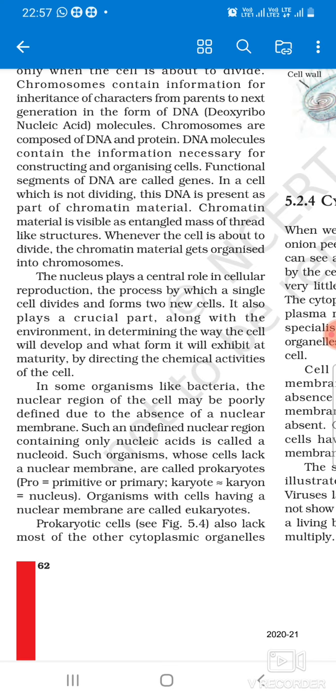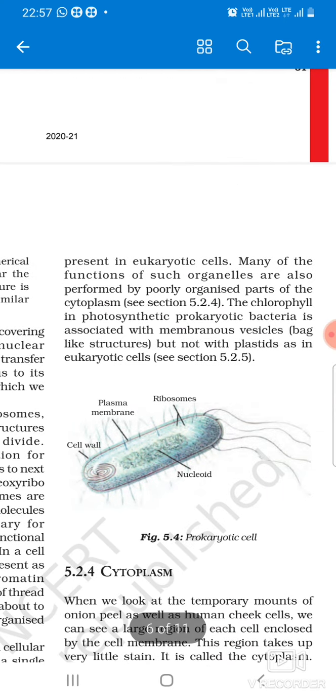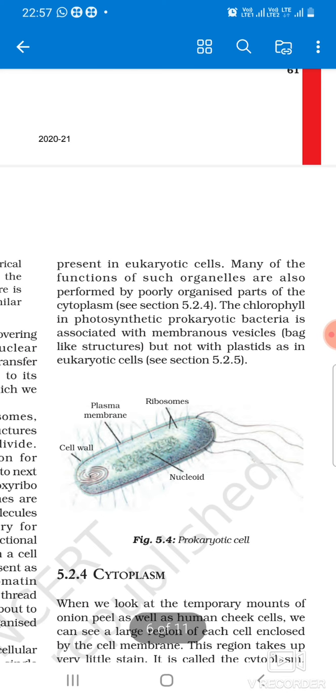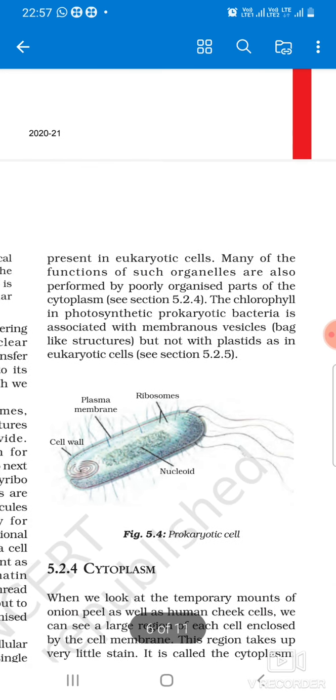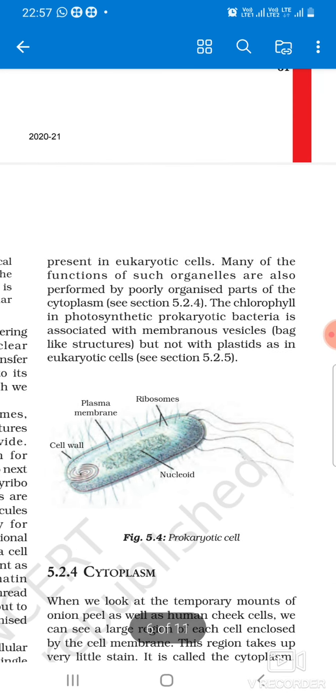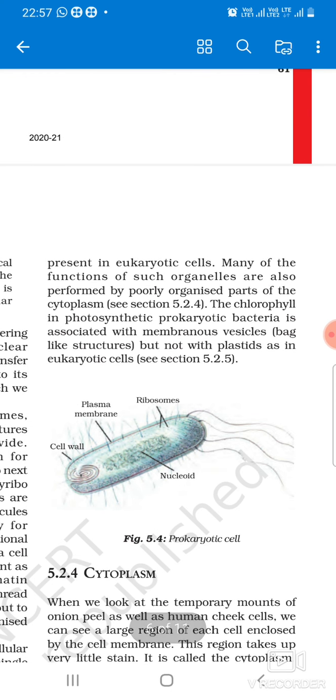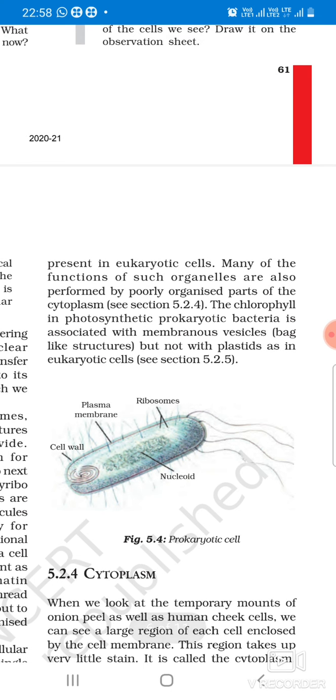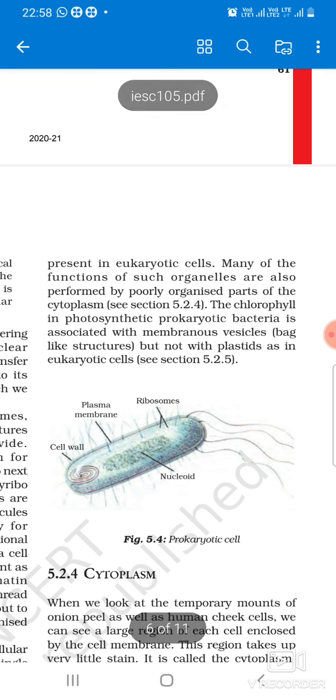Prokaryotic cells lack other cytoplasmic organelles, but in the case of eukaryotic cells all the organelles are present. In prokaryotes, many of the functions of such organelles are performed by poorly organized parts of the cytoplasm. Chlorophyll in photosynthetic prokaryotic bacteria is associated with membrane vesicles, bag-like structures, but not with plastids as in eukaryotic cells.